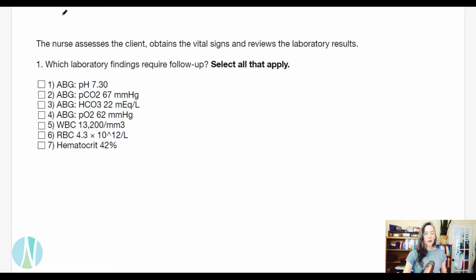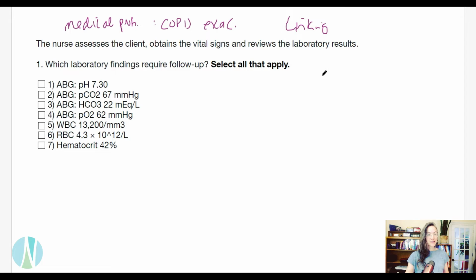And think about what is their medical problem. You don't want to forget what their medical problem is. They have what? COPD exacerbation. That's the medical problem. They're starting to have this difficulty with breathing. So we want to pick answers that relate to that. And I call it linking up the answers with what's wrong with the patient with your answers.